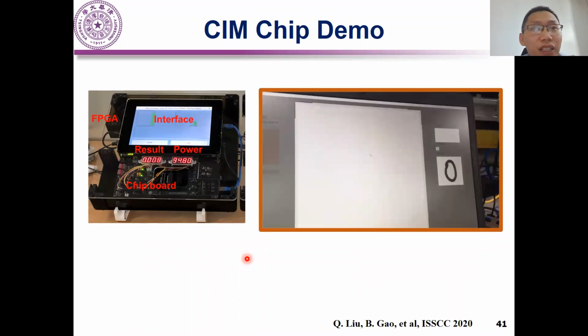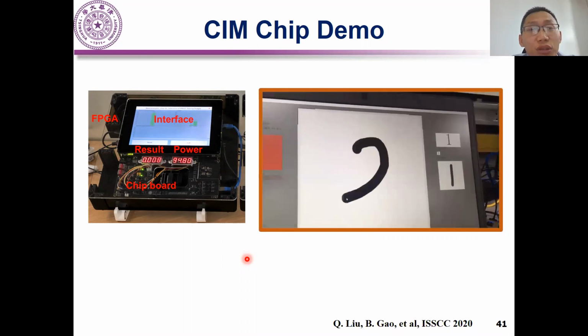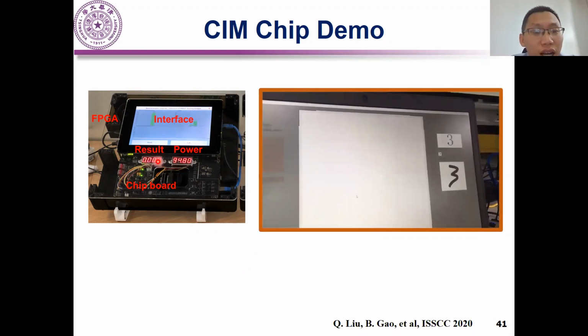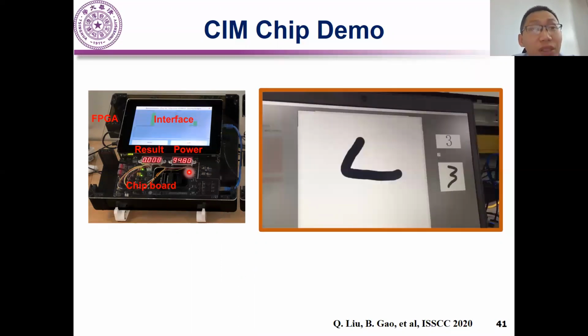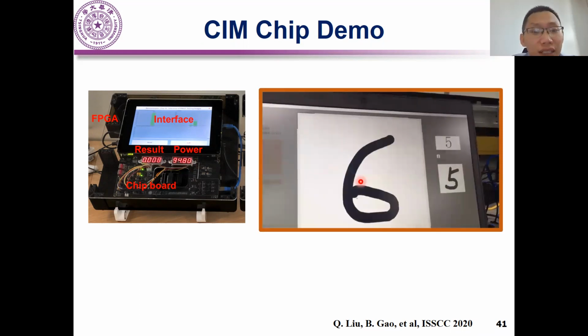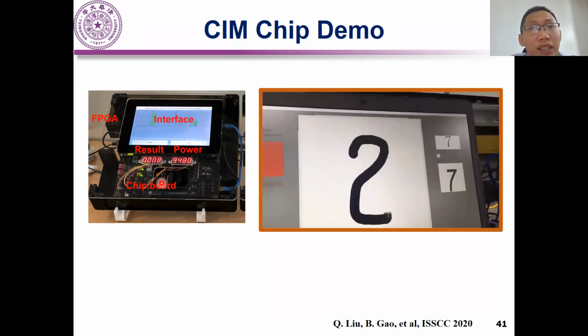Now I show the functional demo on this CMOS chip. We developed this demonstration system with an FPGA board and an interface. It can show the computing power consumption and the results in real time. We can handwrite some digital patterns on the tablet, and then the patterns are sent to the chip. The chip is here, and the chip sends back the computing results as shown here.